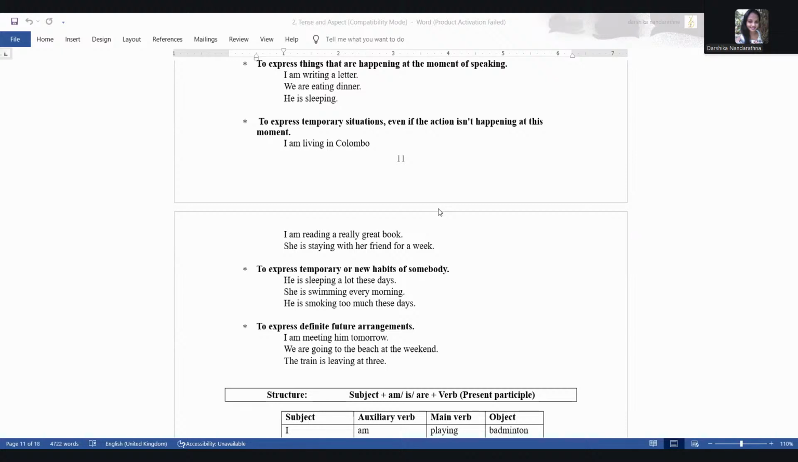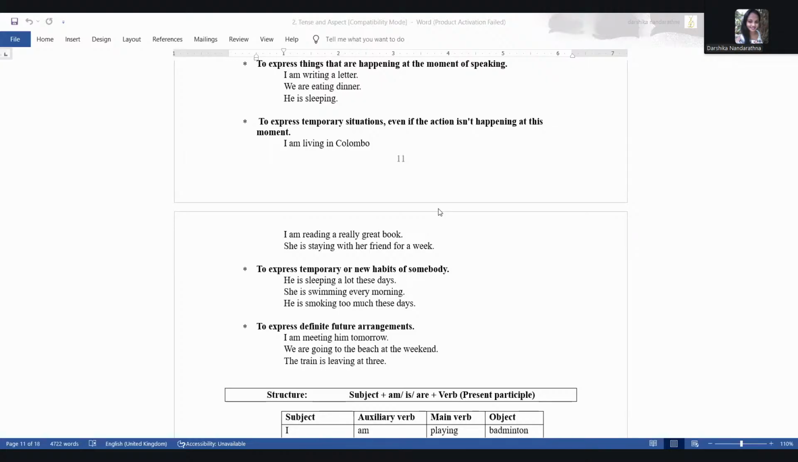Usually I stay in Kurunagala, but these days I am living in Colombo. That is a temporary situation, Pute. I'm reading a really great book. These days I'm reading a lovely book. So at the moment of speaking, I'm not reading that book, Pute. But that is a temporary situation. Something in progress during this period of time. I'm reading a really great book.